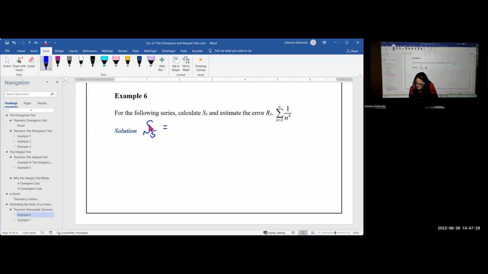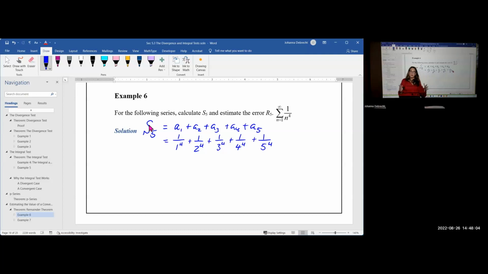So when we look at S5, our subscript is starting at 1. So S5 is A1 plus A2 plus A3 plus A4 plus A5. It's the sum of the first 5. So I'm going to write down what the first 5 are. When n equals 1, I have 1 over 1 to the fourth. When n is 2, I have 1 over 2 to the fourth, plus 1 over 3 to the fourth, plus 1 over 4 to the fourth, plus 1 over 5 to the fourth.